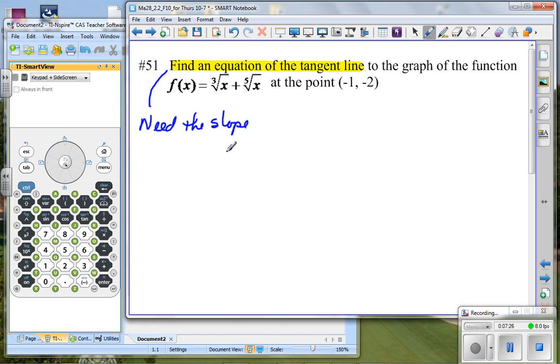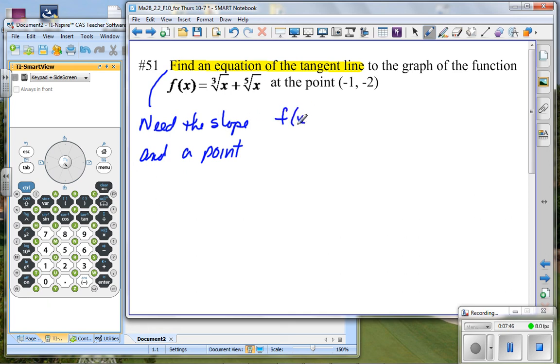How will you find the slope? Okay, you're going to find the derivative, and the derivative is going to help us. Find the slope and a point. Now, we are given the point right here, so we don't have to work too hard for that point, but we do have to work a little hard for the slope.